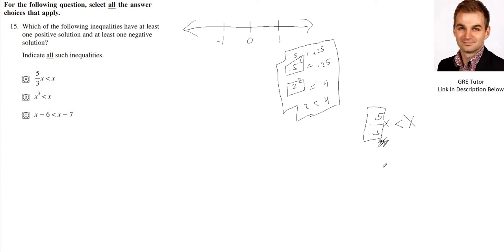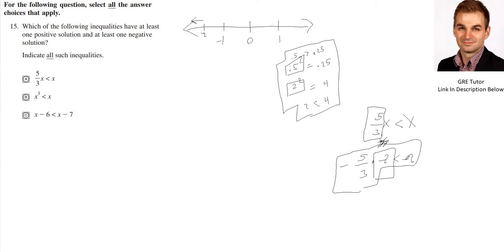So if x is -2, then -2 times 5/3 is going to be negative, and it's going to be more negative than -2. It's going to go that way because 5/3 is greater than 1. So we know that's definitely going to be less than -2. -2 times 5/3 is less than -2. This makes sense, right? So this actually is true. So we have a negative solution.